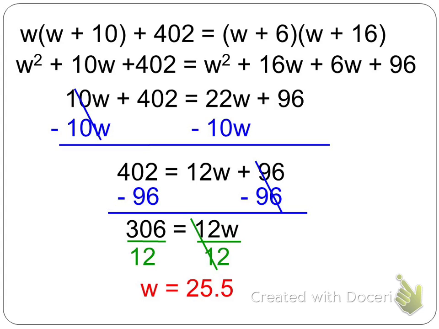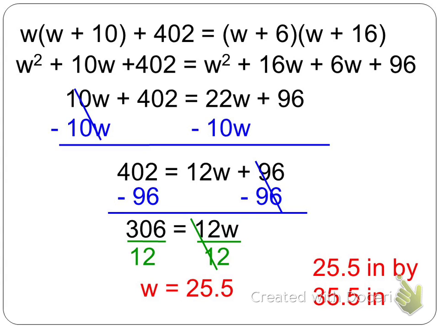Is that the answer? No. What do I do? Yeah, I want the dimensions, so that's the width and the length. This is only the width. And somebody said it, the length is just W plus 10. So add 10, and here are your dimensions. So 25 and a half inches by 35 and a half inches.